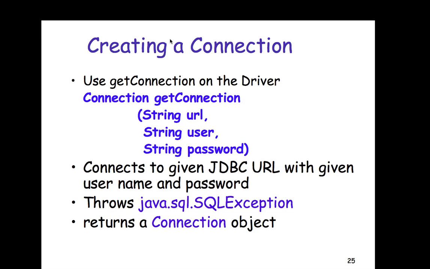So in terms of creating the connection, we use the get connection on the driver, so connection get connection with a string, a username, a password. We don't have to worry about security here because it's all inside a bytecode once it's compiled to a .class file. Connects to a given JDBC URL with a given username and password. And then for those of you guys who just sat through object-oriented programming, object-oriented design, I talked about exception handling today, built-in exception handling as well. So we're using Java exception handling from the SQL. So we have Java SQL exception, throw that automatically.